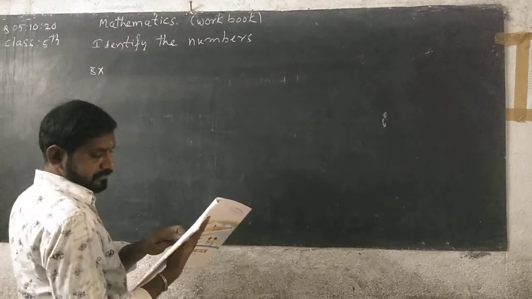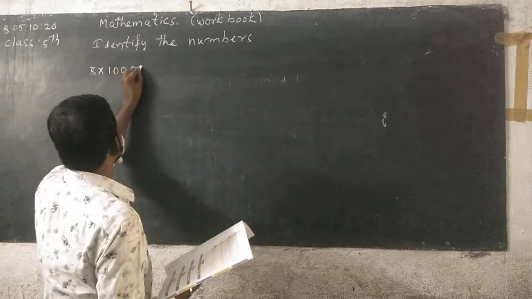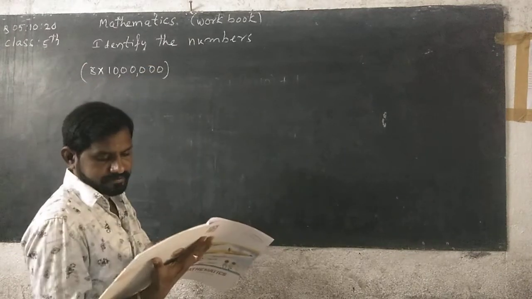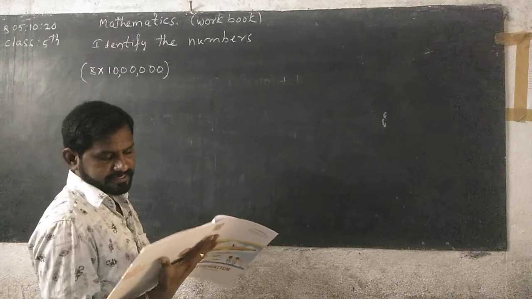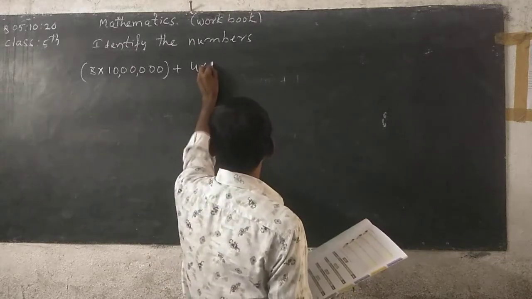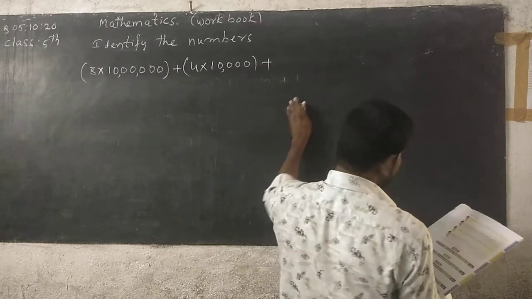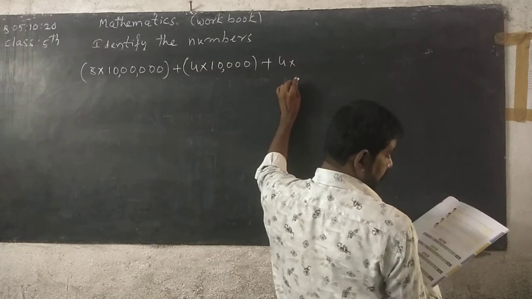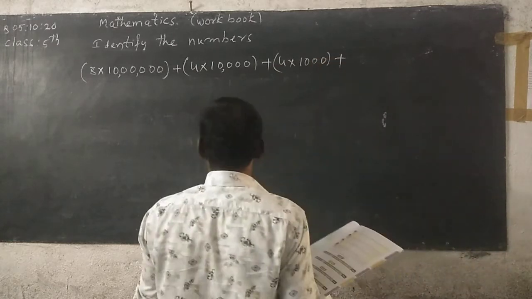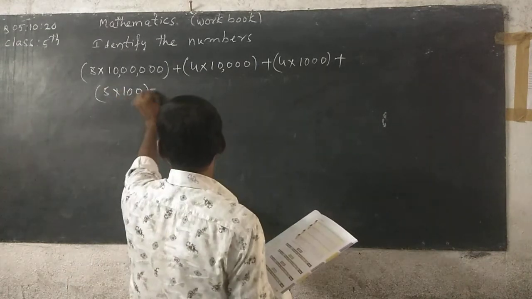8 into 10 lakh plus 4 into 10,000 plus 4 into 1,000 plus 5 into 100 plus 8.